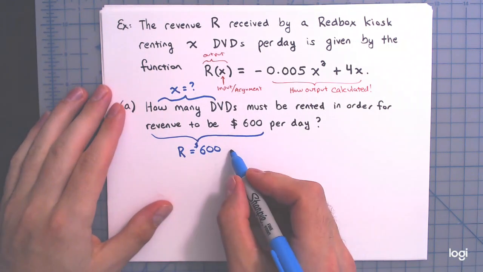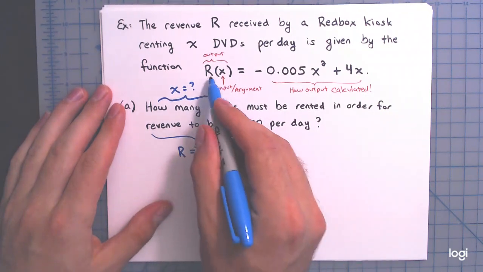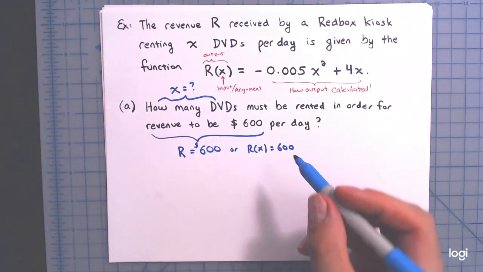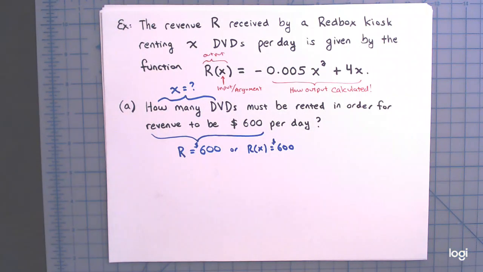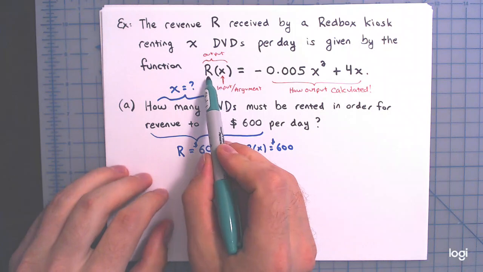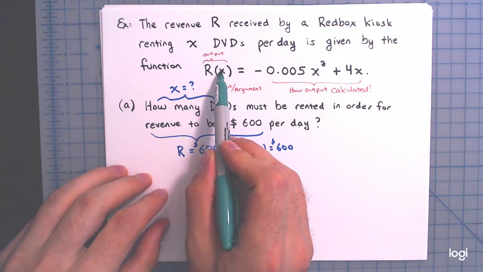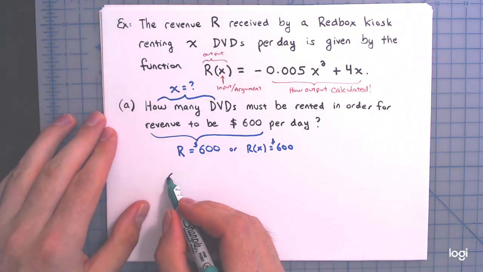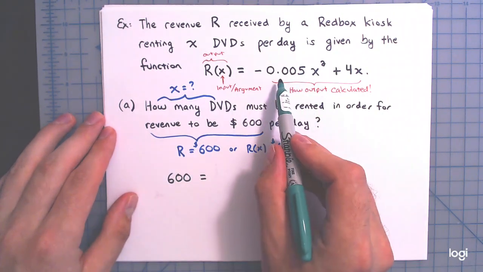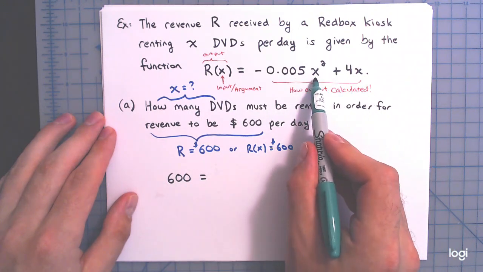So you can say R equals 600, or R of x equals 600, same thing. So they're giving us this output, this revenue, and we're asked for the input, to find this value of x, this number of DVDs. So I'm just plugging those things into my function here. The entire left side, the R of x, that's the output, that's the revenue. So that side's going to be 600 equals, and then the right side, how the output's calculated, has the inputs of x.